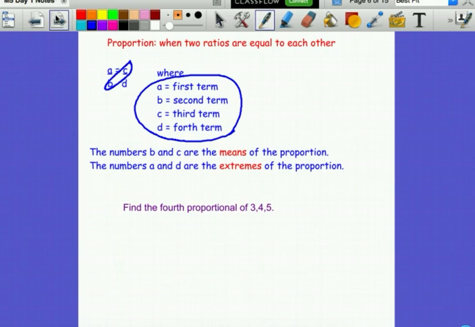So if they were to ask you for the fourth proportional, what they're really asking you for is the fourth term. And I just realized I have a typo here. That should be spelled F-O-U-R-T-H, so forgive me for that.